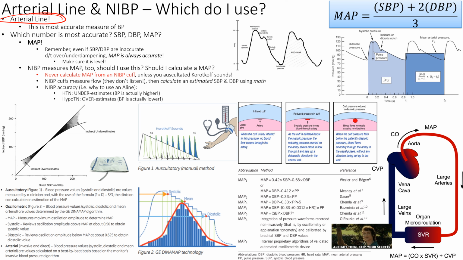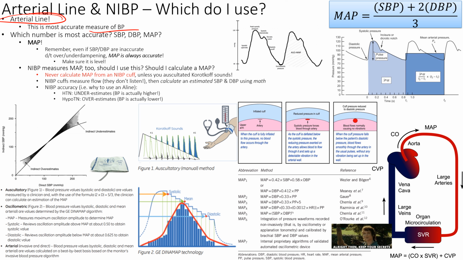The A-line's always going to have an accurate MAP, whether you're dampened or underdampened. Someone says, oh, my A-line doesn't work. Well, the MAP's still accurate, right? Unless it's completely occluded, and of course then it's not working. But as long as you have a trace down there, you can trust the MAP, basically, okay? And it's the most accurate measure of your blood pressure.